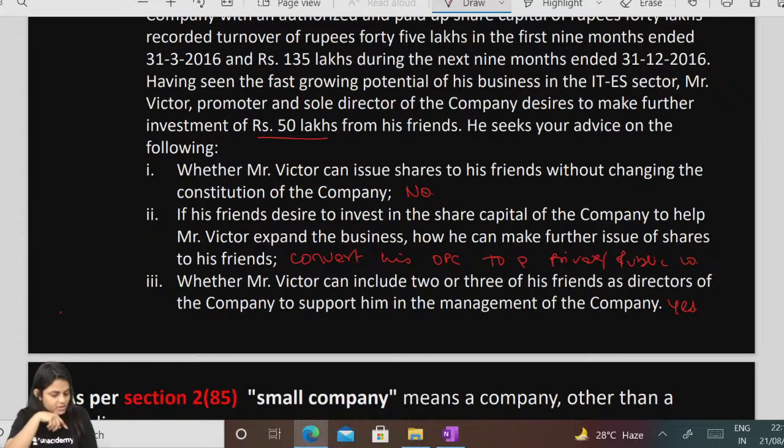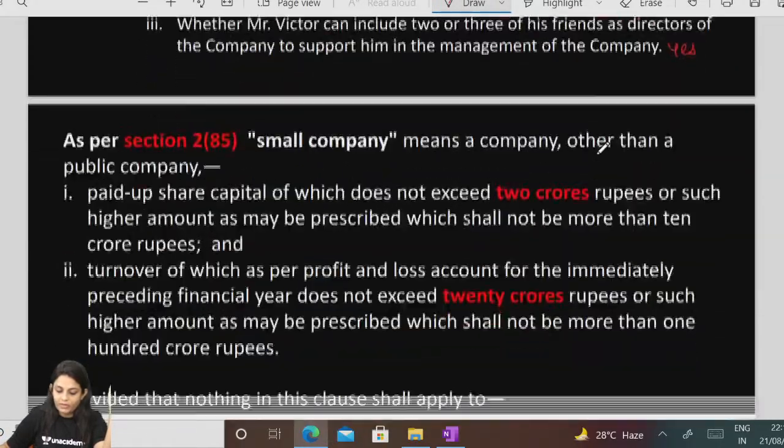The last person who has written no, did you not understand this, or are you giving the answer? If you did not understand, I'll explain again. In case of an OPC, I can have minimum 1 director, that is, I can have more than 1 director also. Though the number of members cannot be more than 1, I can have more than 1 director. I hope it is clear to everyone.